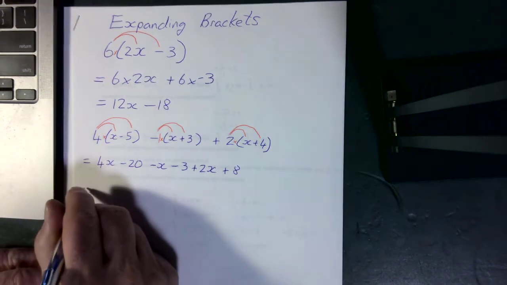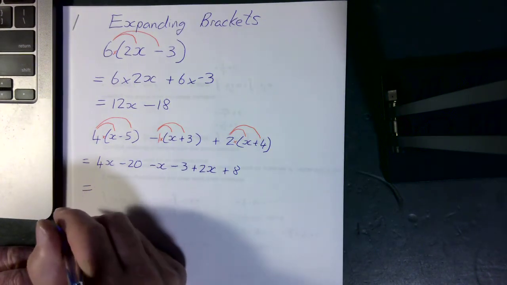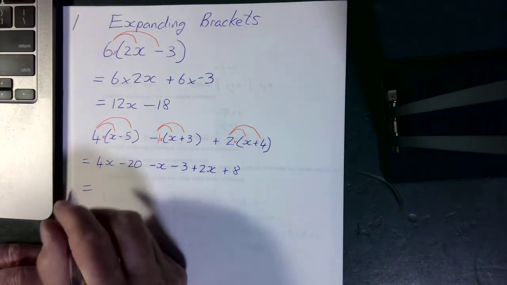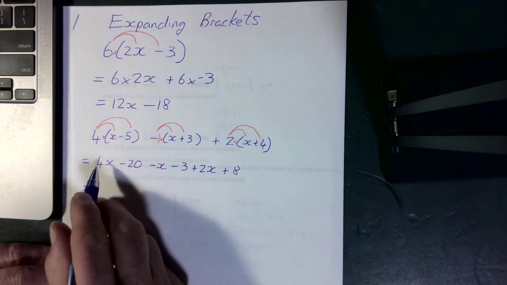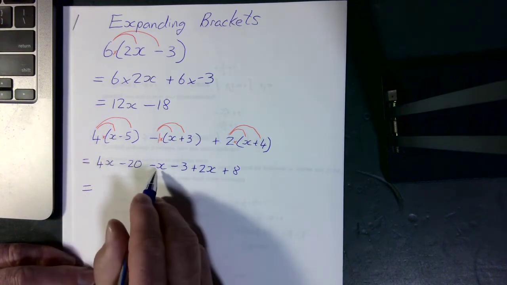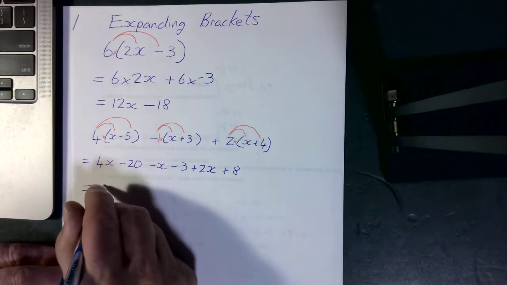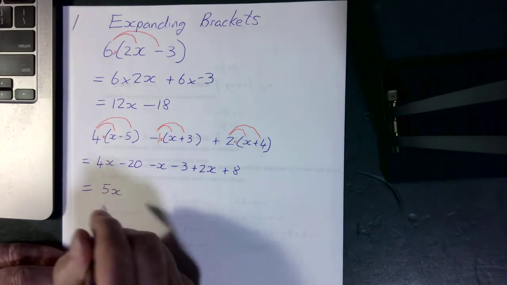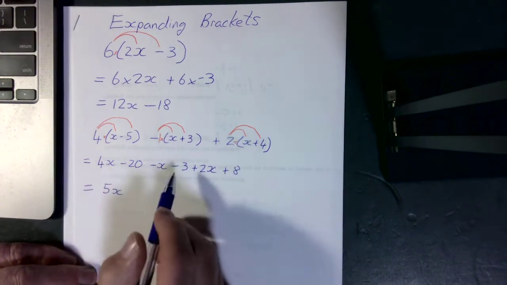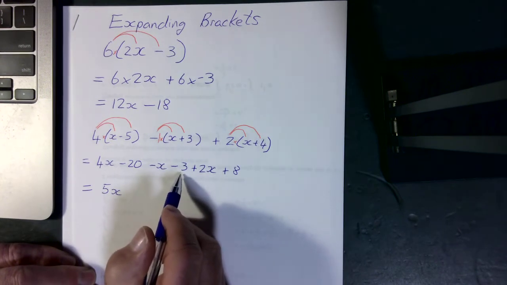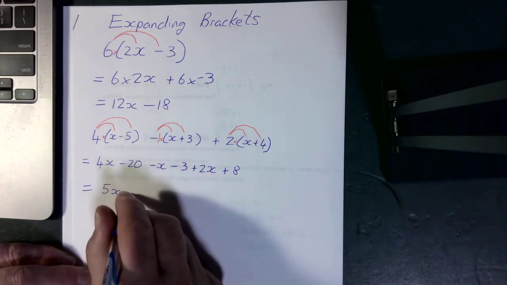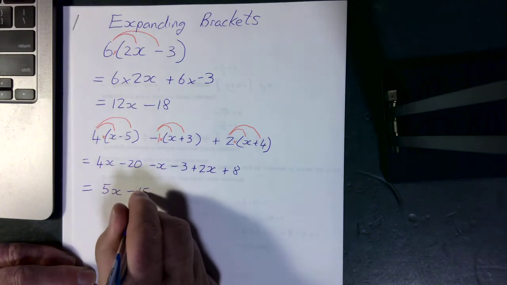And then, and this is something we've been doing anyway as well, we gather up any like terms. And so I've got 4x minus 1x plus another 2, so I've got 5x. And I've got -20 minus 3, which is -23 so far, plus 8, -15.